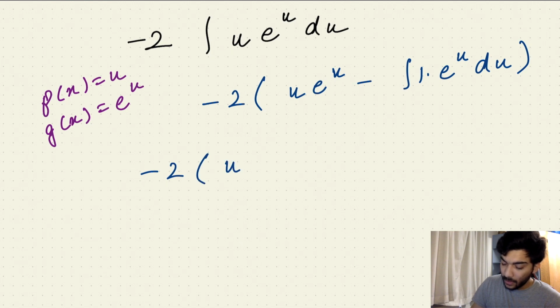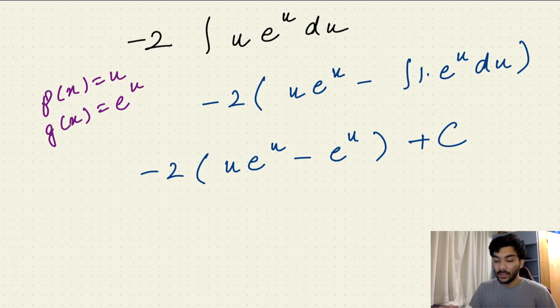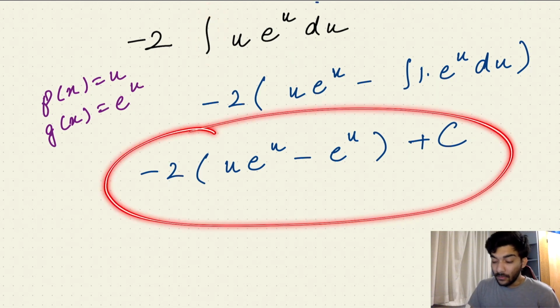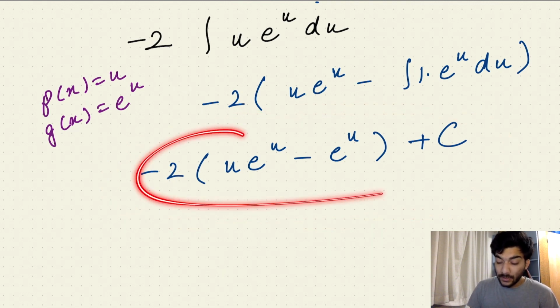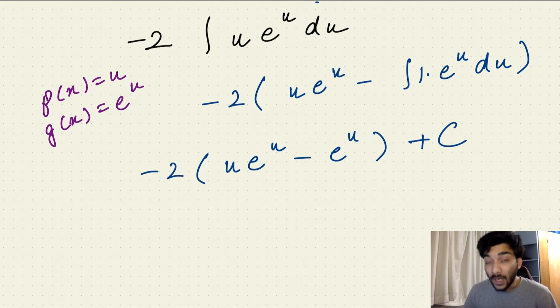So the answer would become u e to the power u minus e to the power u. And then when we have solved this expression over here, we will add a constant of integration at the end because we are calculating an indefinite integral over here, right? But now again, from the knowledge of our previous video, we know that this is indeed not the final answer.